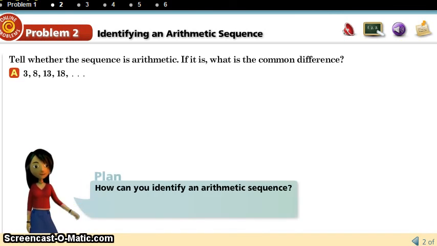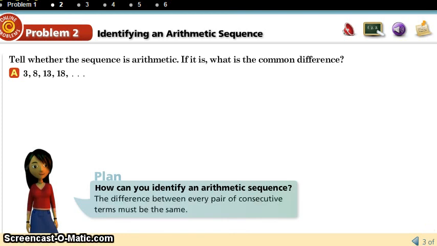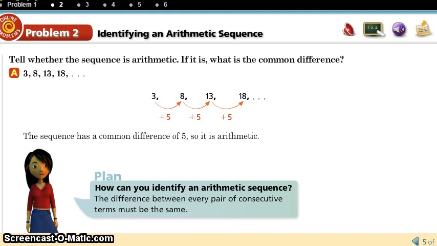How can you identify an arithmetic sequence? So now we're talking specifically about arithmetic sequences. So let's think about what they have to look like based on our definition and how we can figure out what the pattern is. The difference between every pair of consecutive terms must be the same. That's your common difference. Find the difference between each term. The sequence has a common difference of 5, so it is arithmetic.